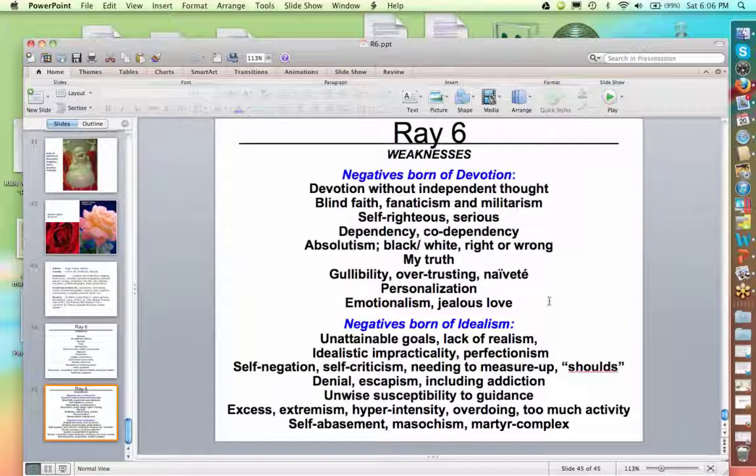Unwise susceptibility to guidance, whether it's a guru, whether it's discarnate individuals, whatever it is, it's unwise because there's no thought associated with it. Excess, extreme, hyper intensity, overdoing, too much activity, self-abasement, being masochists or martyrs.